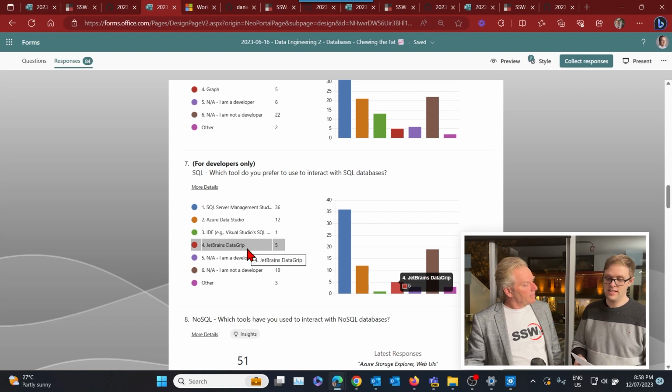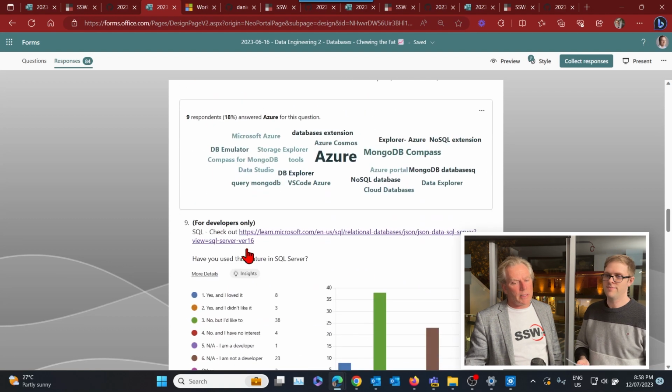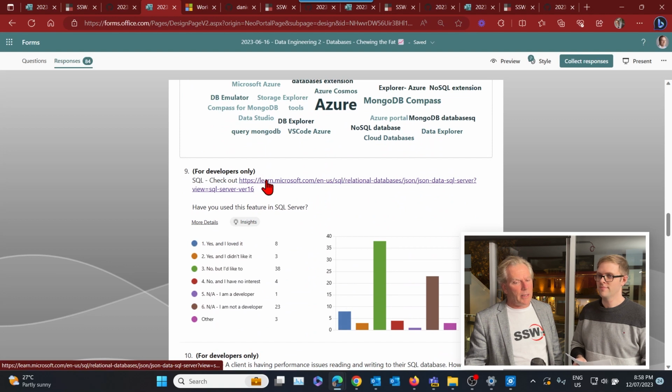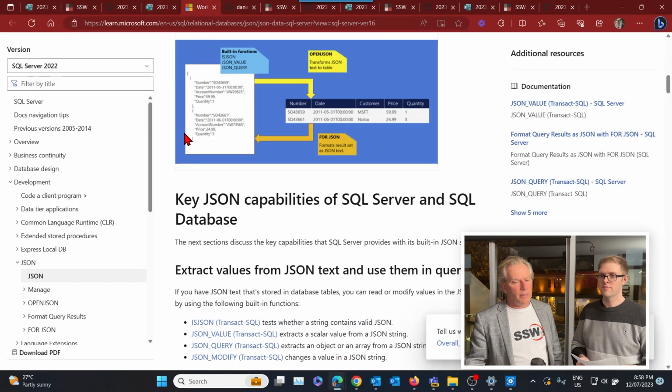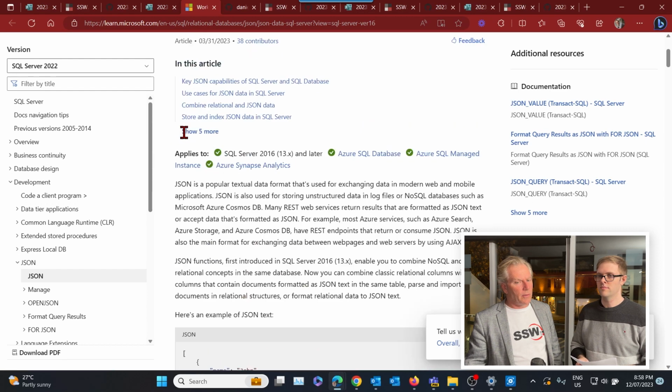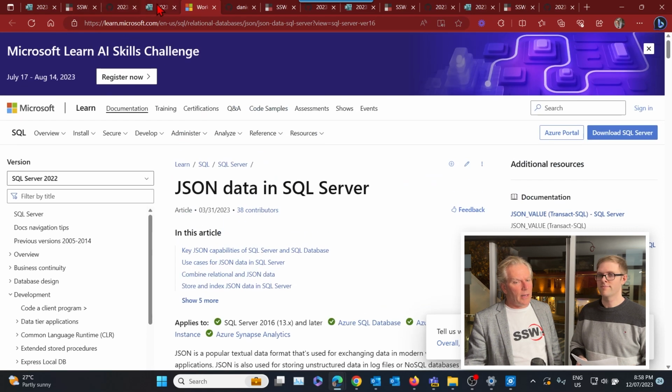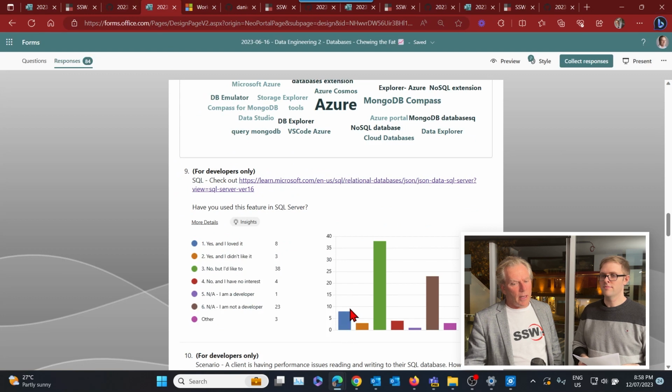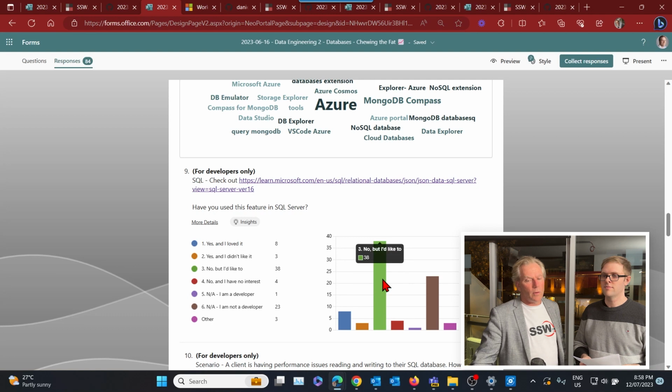Now, the next point is that devs are really keen to use JSON columns in SQL Server. Oh, that's the hot tip that was here. So see this tip here that you gave the devs. Let's see what they said. They didn't know about it primarily, but you can see almost 40 love it. Love that they learnt it. They want to try it out.